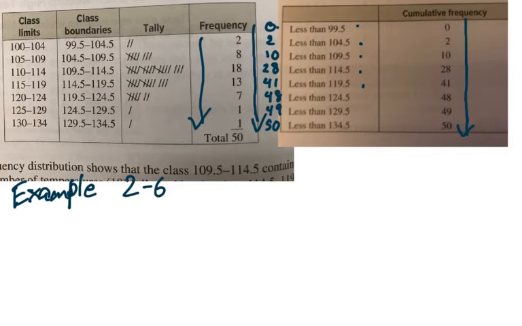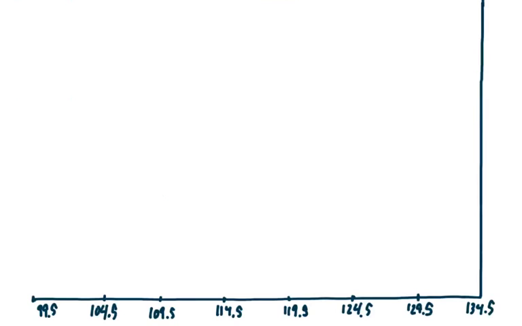And so let's go to the graph. This is the graph of the ogive. So here the points that we've graphed are above the boundary values, and this is the total number of values that are below whatever this boundary value is.